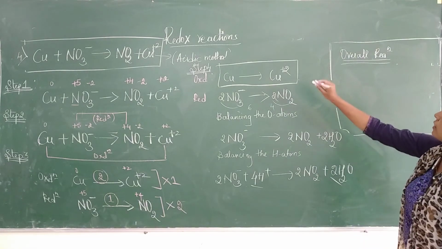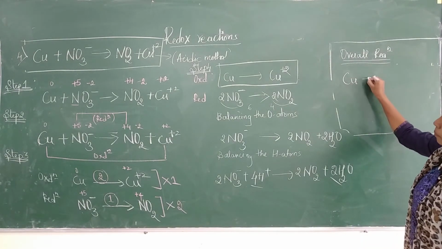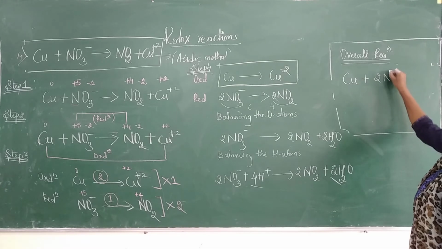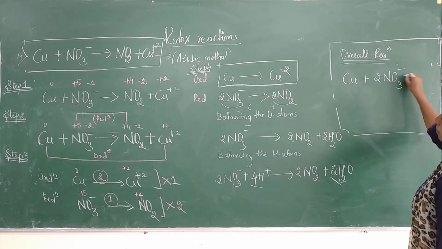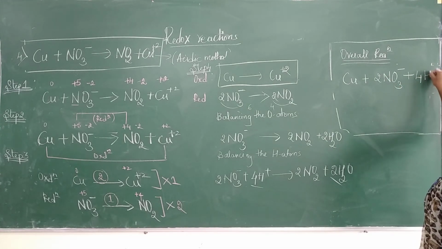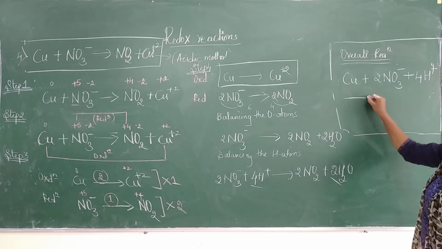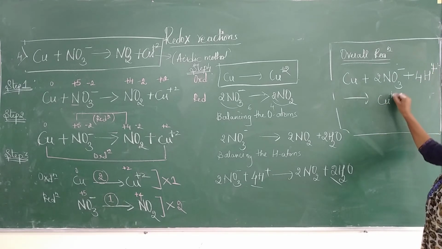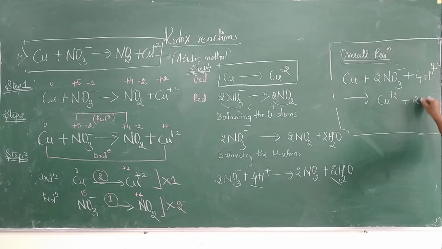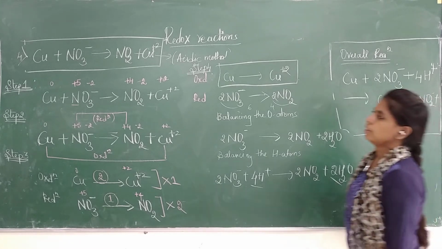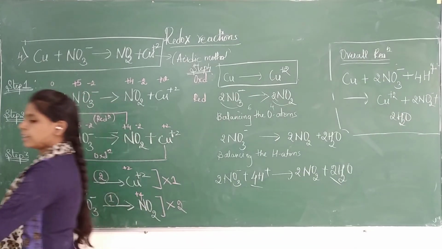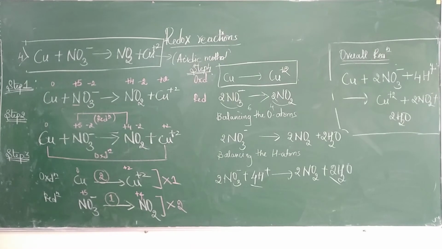See, the overall reaction is Cu plus 2NO3 minus plus 4H plus, giving out Cu2 plus, 2NO2 plus 2H2O. Clear? So is it clear for you how to balance a redox reaction using the oxidation number method?